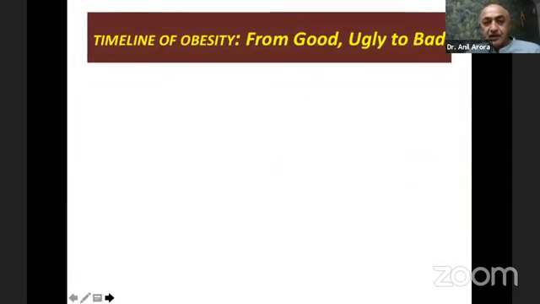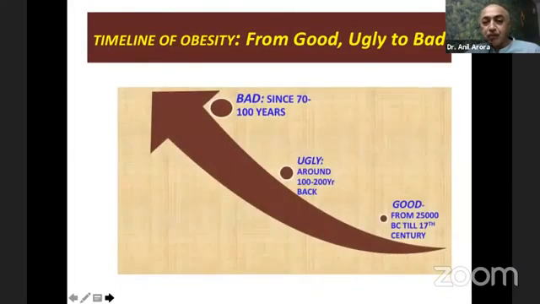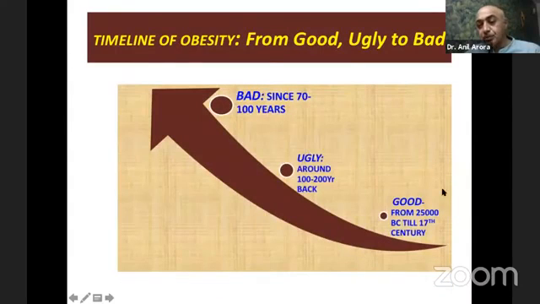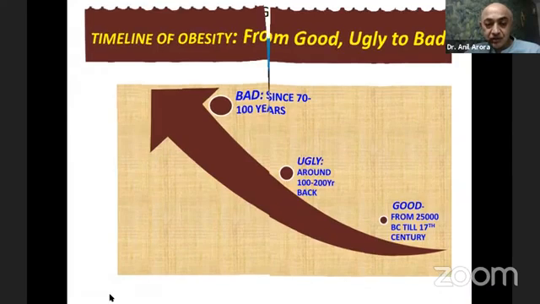With that, we have a changing timeline of a small number of people who were obese, who were opulent, who had influence, and who were having good health. They were seen in the early part of the 17th century. The number of people with obesity increased, but then 100 years ago, we realized it was ugly. And now with an increasing number of people, almost 30% of the population in the world being obese, we know it is a bad disease, and we have realized it for the last 30 years.